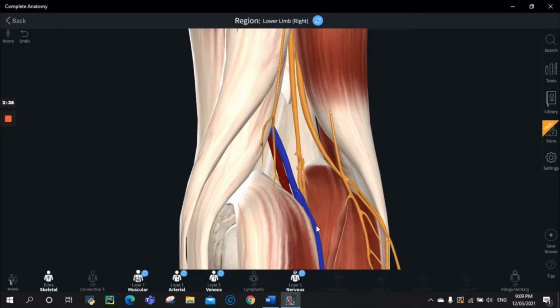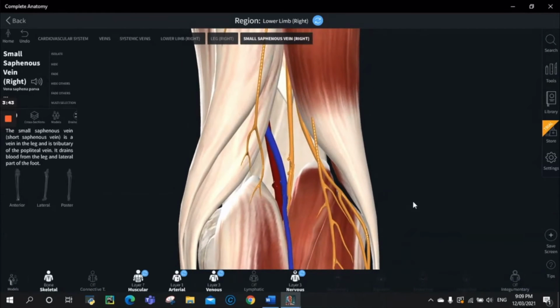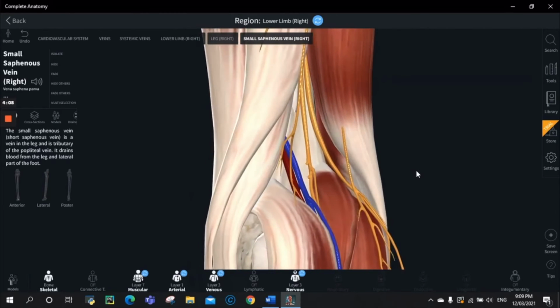Starting with the vein, if you can see this vein right here, which empties into the popliteal vein, this vein is called the small saphenous vein, and it runs on the posterior aspect of the leg upwards, and once it reaches the popliteal fossa, it pierces the superficial fascia and the deep fascia to empty into the popliteal vein. Now we are done with the vein. We are left with three cutaneous nerves in the superficial fascia.